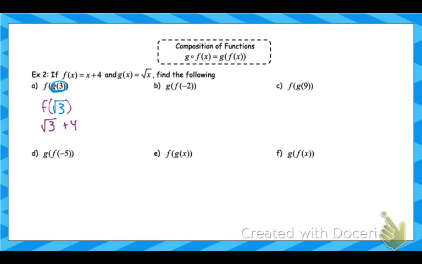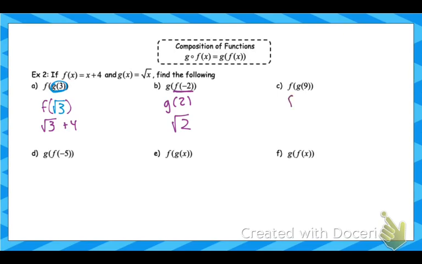All right, let's look at B. I'm going to start with the inside, f of negative 2. So replace x with negative 2. And then I'm going to evaluate the g of x function. I'm going to replace x with 2, which is the square root of 2. If you feel comfortable, go ahead, pause the video and try these next two.